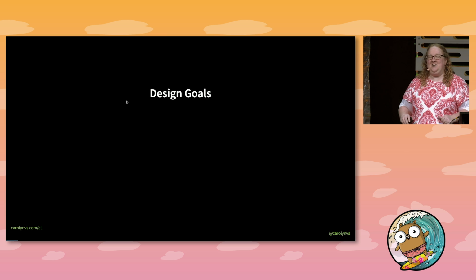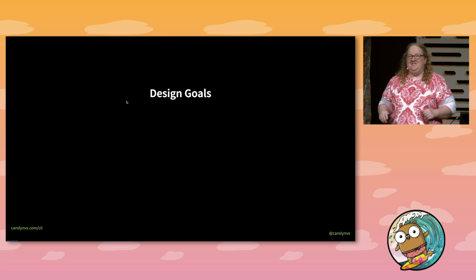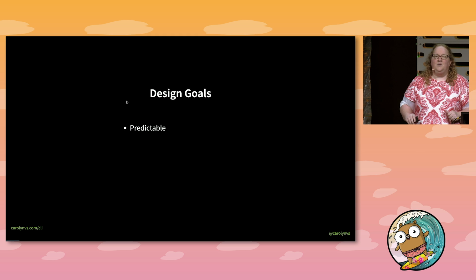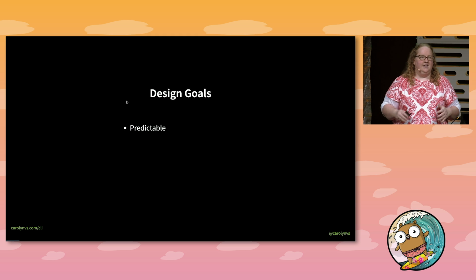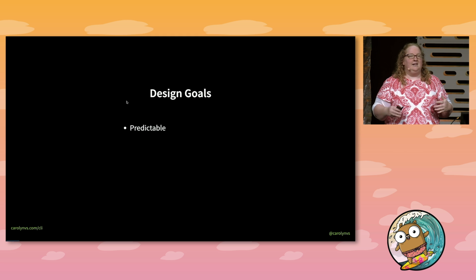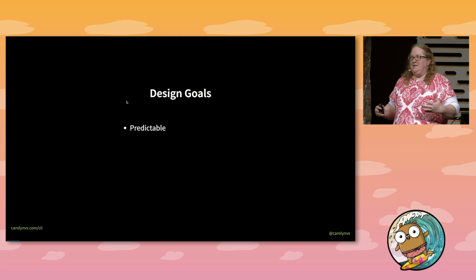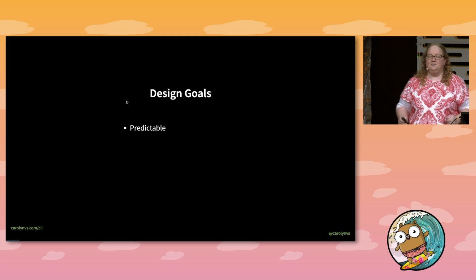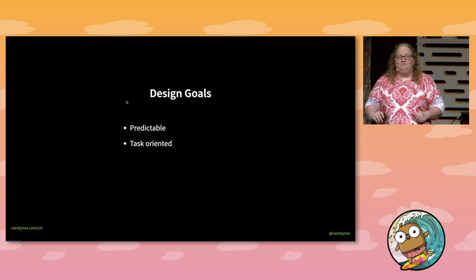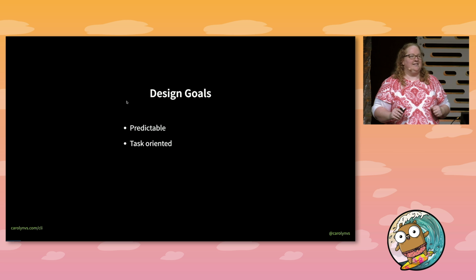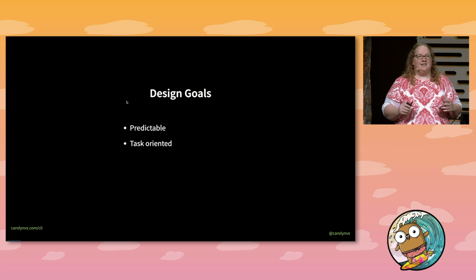So what can we do? A few things that we'd like to do to avoid the evil hauntings is we'd like to make commands and a tool that is predictable, that is guessable, that makes your help text unnecessary completely. We'd like to make commands that are task-oriented.